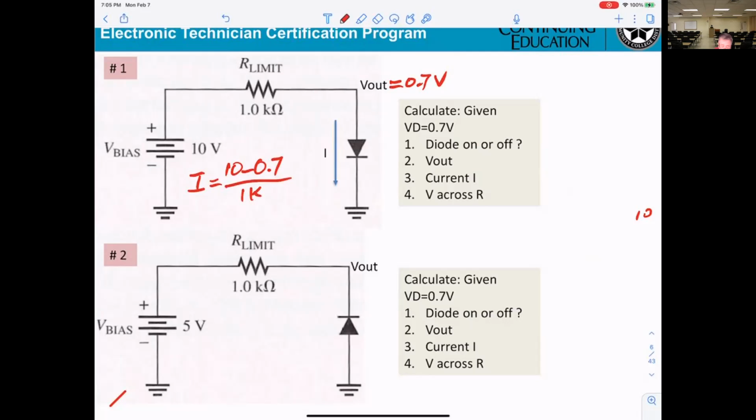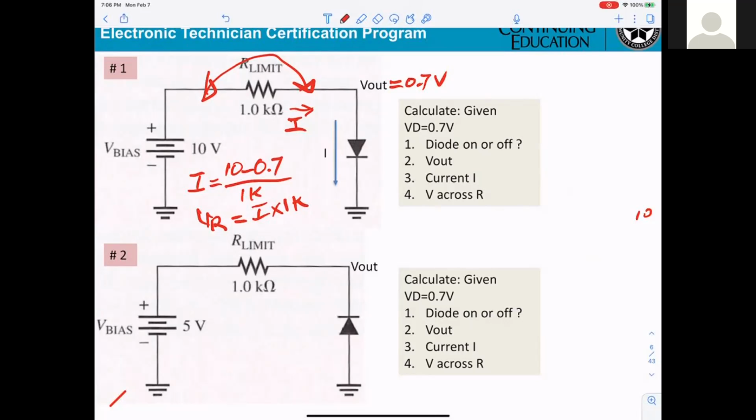Then we wanted to find the drop across the resistor here. You already know the current I. So VR equals I times 1K, after you get I. Okay, for this problem, any question? Anything?